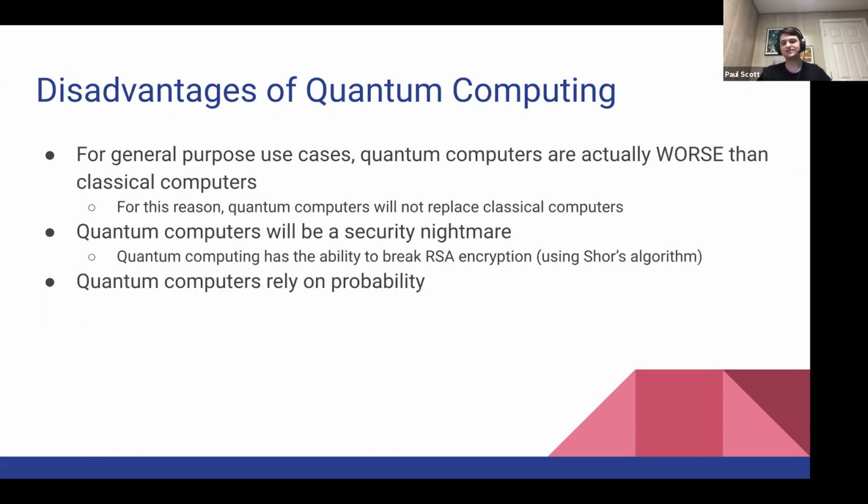Now, obviously, to every advantage there's a disadvantage, and there are a few disadvantages to quantum computing. For general use cases, quantum computers are actually worse than classical computers. A quantum computer is probably not going to replace your computer. It's not good at the really basic things, because quantum computers are a bit finicky and we're still in the process of researching them. They are not as reliable as classical computers for doing very basic tasks. As I've mentioned, they're really more for very complicated, work-intensive problems rather than running something like Chrome.